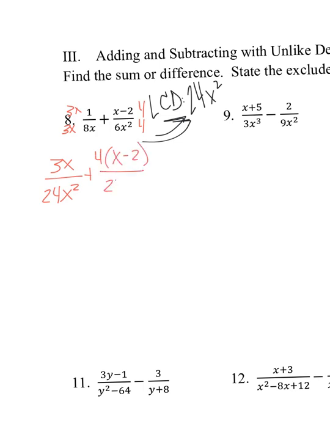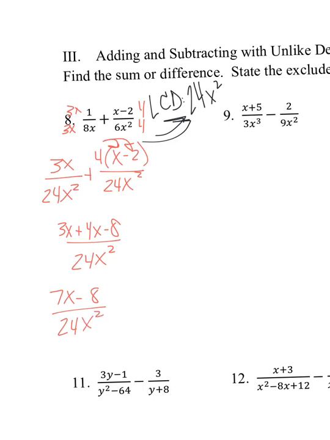over 24x squared. So I'm going to distribute that 4 to both terms here, and I'm just going to rewrite everything over one denominator here. So you're going to have 3x plus 4x minus 8 over 24x squared. Combine like terms, your answer is going to be 7x minus 8 over 24x squared. You cannot factor the numerator, so it is in its simplest form. All you have to do is state your excluded value. So in this one, x cannot equal 0.